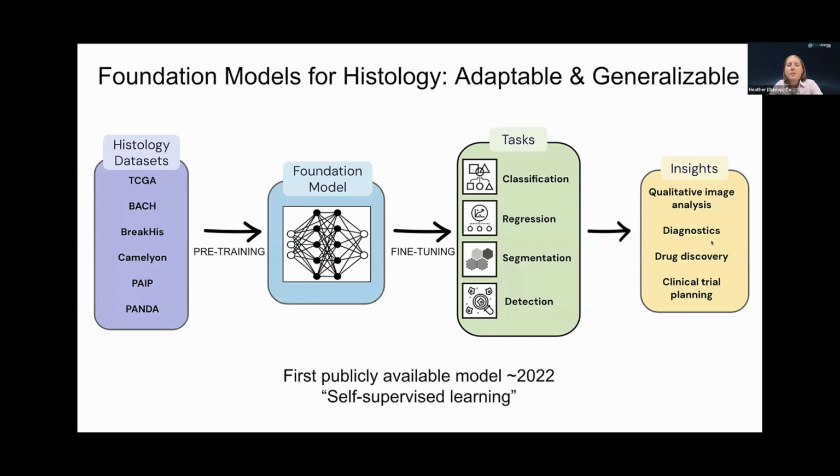The first publicly available model for histology appeared around 2022. But it wasn't even called a foundation model at the time. It was just called self-supervised learning. Today, there are at least a few dozen foundation models for histology. The key is that they are adaptable and generalizable. Once trained, they can be fine-tuned for a variety of different tasks. They can also be kept frozen so that you simply use the embeddings for another task. Or you can even use continuous pre-training, which involves additional phases of pre-training on different data sets.